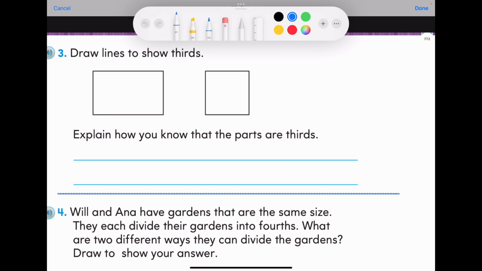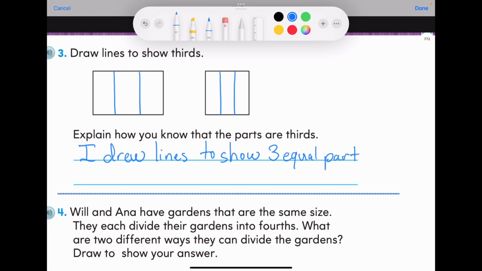To show thirds, you're just going to split it up into 3 equal parts. That's what a third is. So I'm just going to split each shape up into 3 equal parts. Then it says, explain how you know that the parts are thirds. So I'm just going to explain that I drew lines to show 3 equal parts. Each part is actually considered a third, so it is a third.